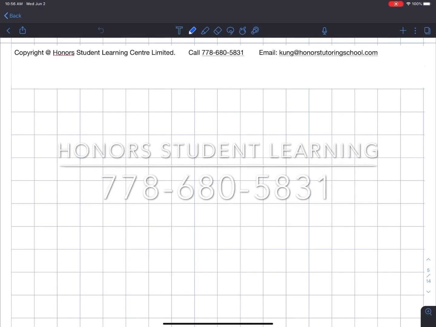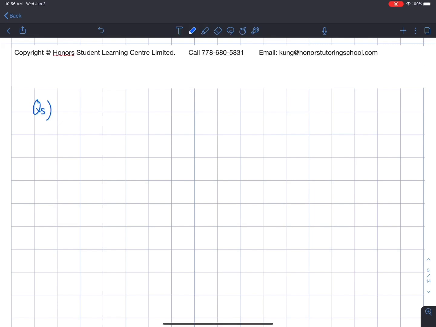Okay, question 5. So question 5, you need to remember the square root rules, the square root property. Remember earlier we said that the square root of 100 is really the same as the square root of 25 times the square root of 4. This is because 25 times 4 is 100, right?